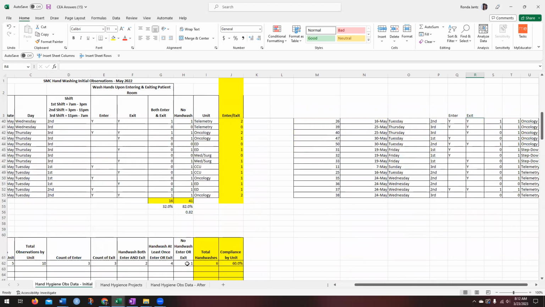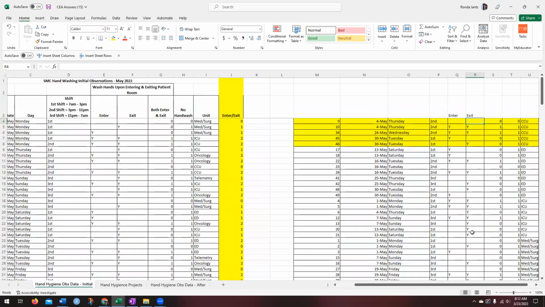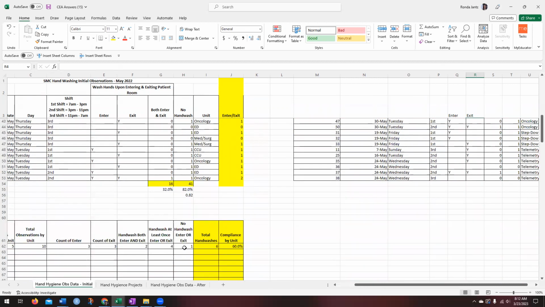And then we would have our last column that's in your sheet, which is no hand wash, enter, or exit. And so no hand wash is just this first observation here. So we just have one person. And then we can go back and start adding our information together by total hand washes. We're doing total hand washes so we can determine compliance.